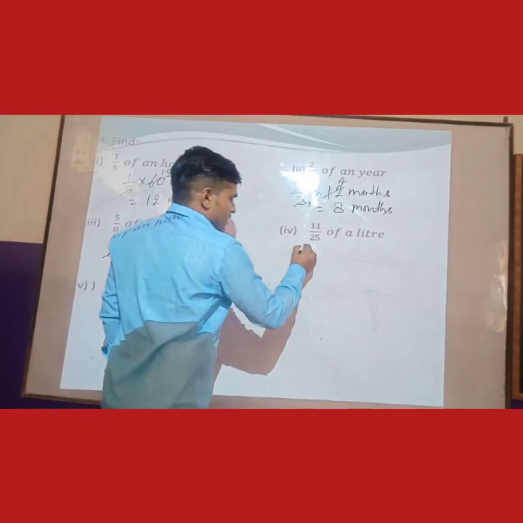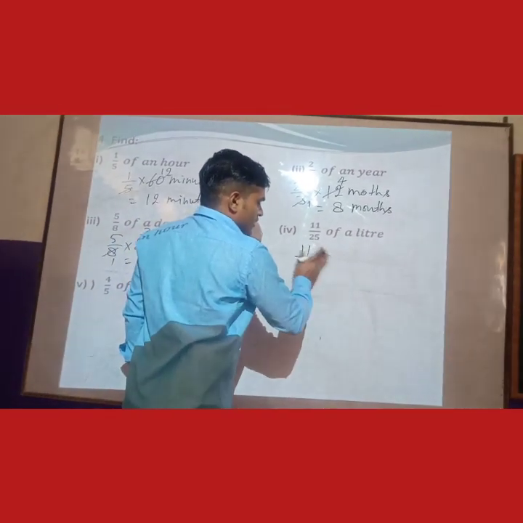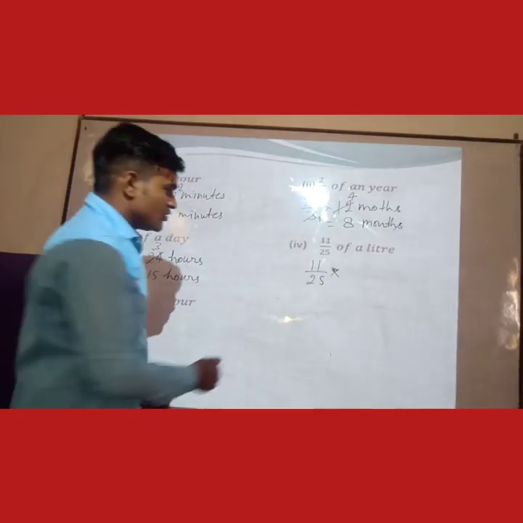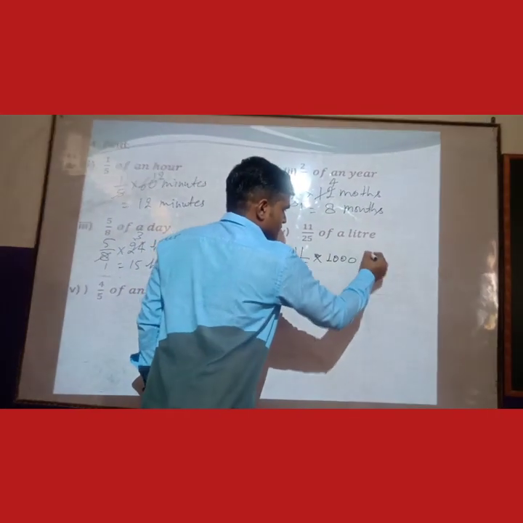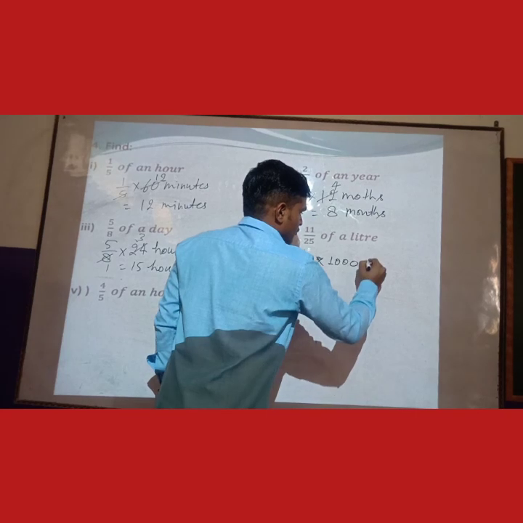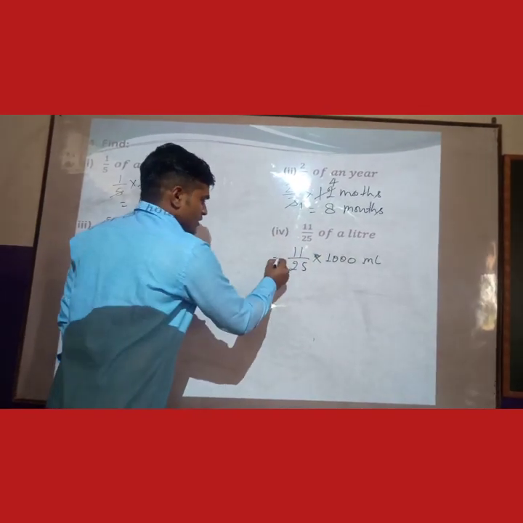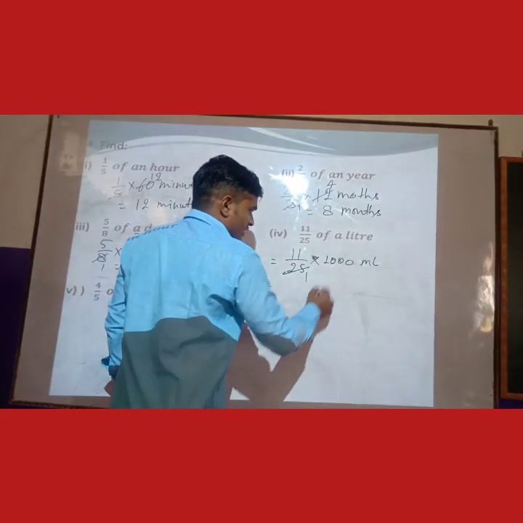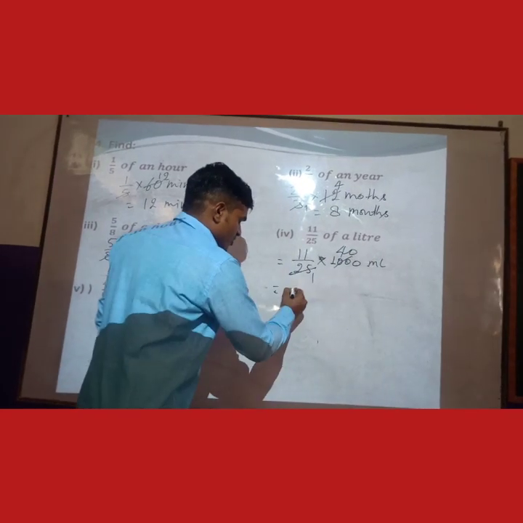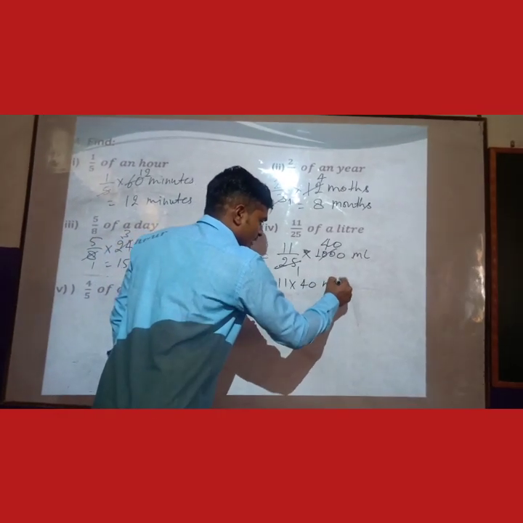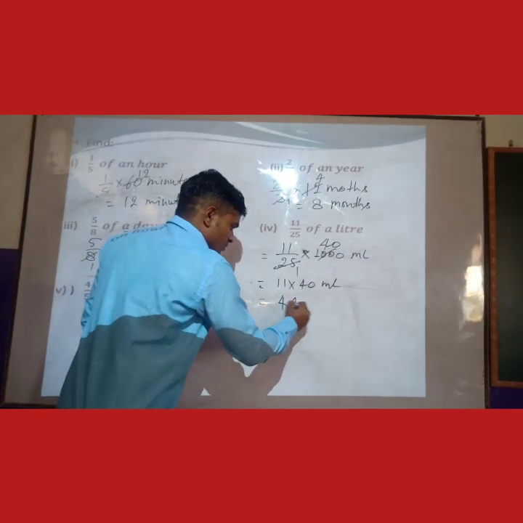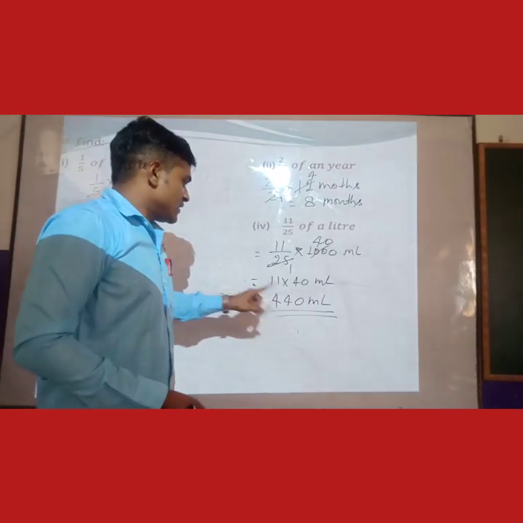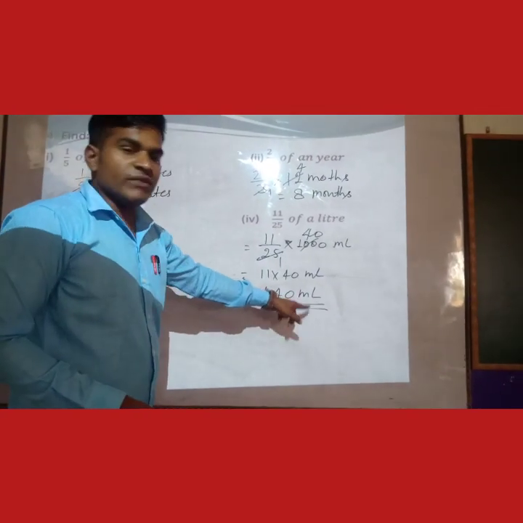Like that next is given 11 upon 25 of a liter. So how many milliliters in a liter? 1000. So 1000 milliliter. 1000 milliliters. Okay. So now 1000 is divisible by 25. Yes. 25 1 25 and 25 40 is 1000. What you will get? 11 into 40 ml. That is 440 ml. Means milliliter. 11 upon 25 of a liter is 440 milliliters.